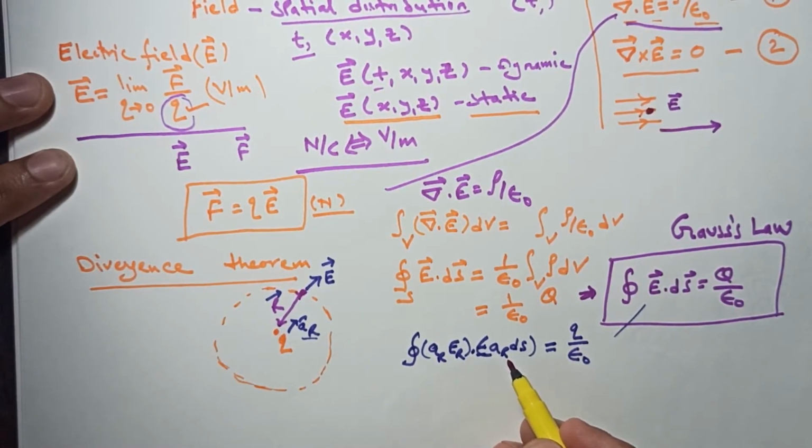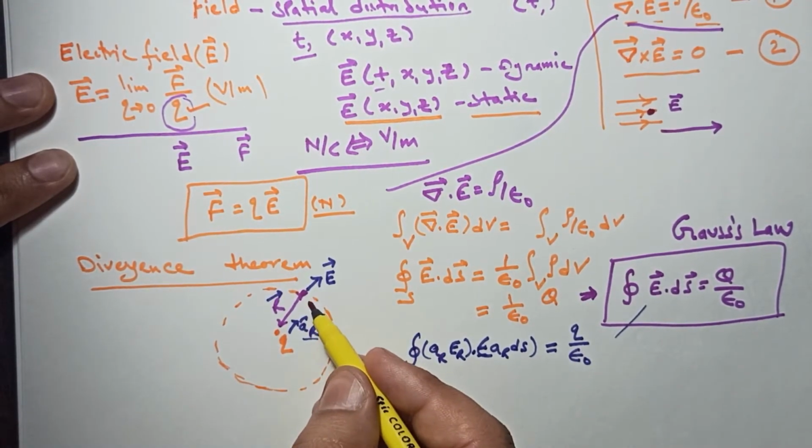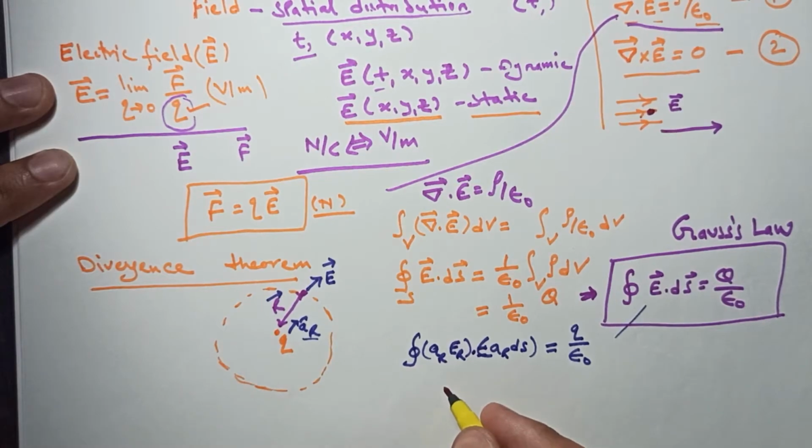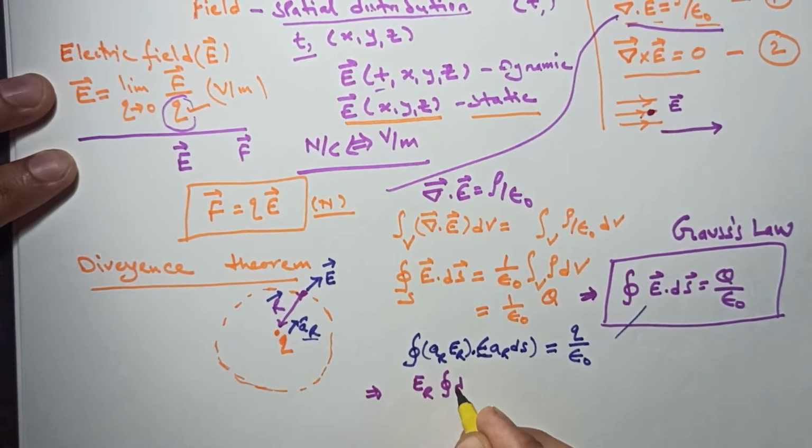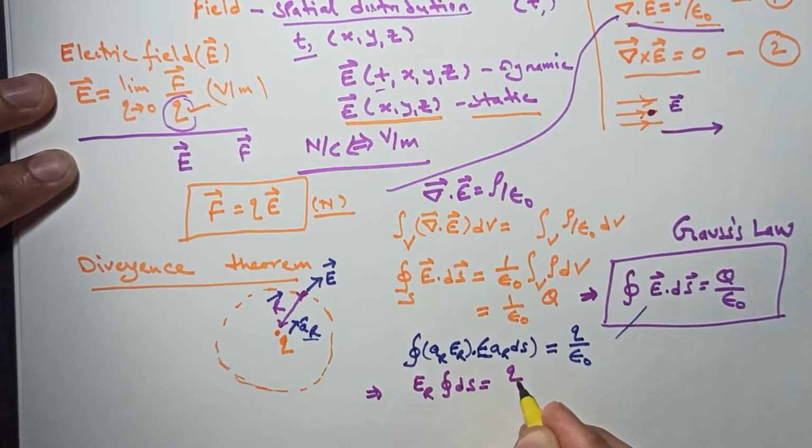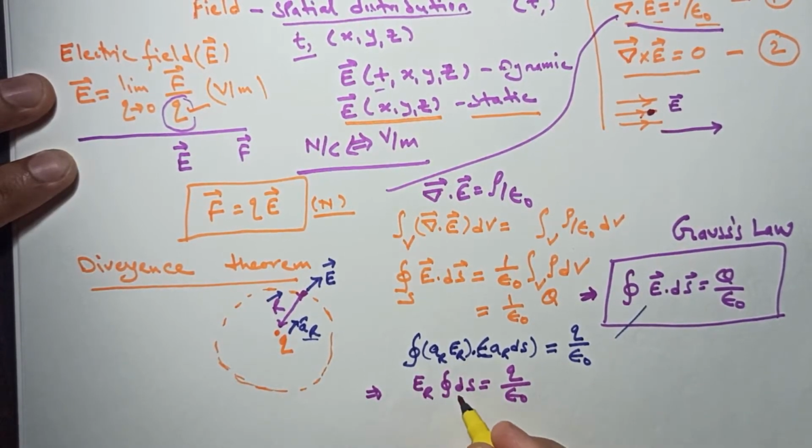Now AR dot AR will be 1. So ER is constant, the electric field is constant at that point, so you can take it out. So it implies that ER integral ds is equal to Q by epsilon naught.